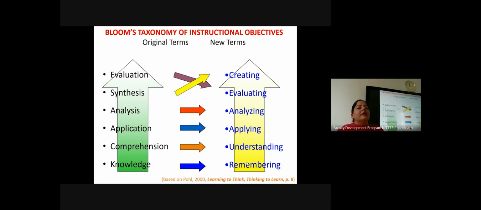Earlier, the different dimensions given by Bloom as per the instructional objectives or learning objectives are knowledge, comprehension, application, analysis, synthesis, and evaluation. In the year 2000, it was revised, and the new levels of Bloom's taxonomy are remembering, understanding, applying, analyzing, evaluating, and creating.